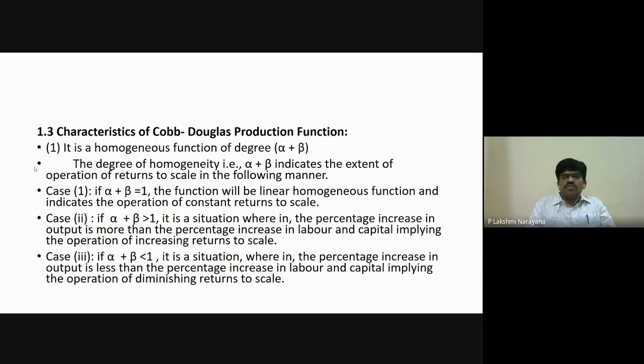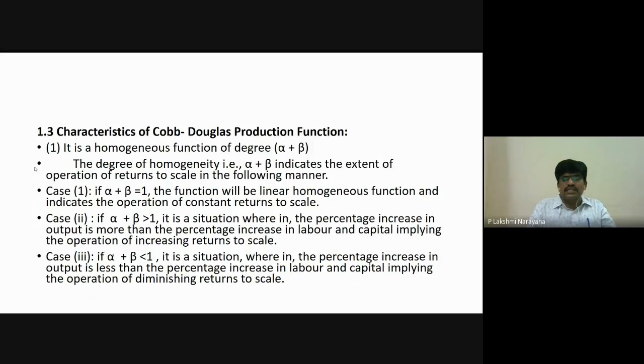So what are the characteristics of the Cobb-Douglas production function? It is a homogeneous function of degree alpha plus beta. So what are alpha and beta? Alpha and beta are the elasticities of output with respect to capital and labor. It is a homogeneous function of degree alpha plus beta.